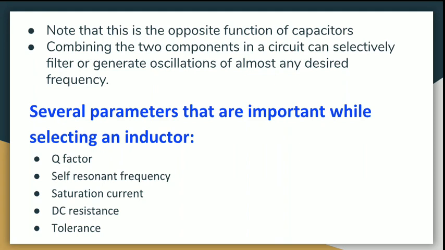Tolerance. Tolerance is the variation in the inductance value of an actual inductor compared to the specified value in the datasheet. This could result in unwanted shift in frequency selection of an RF filter.